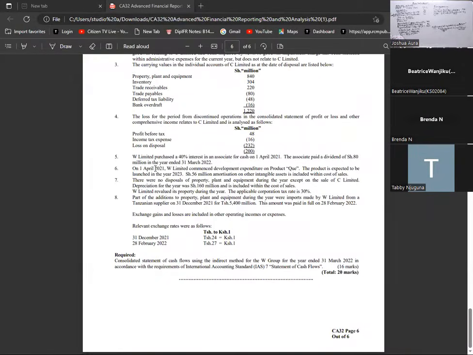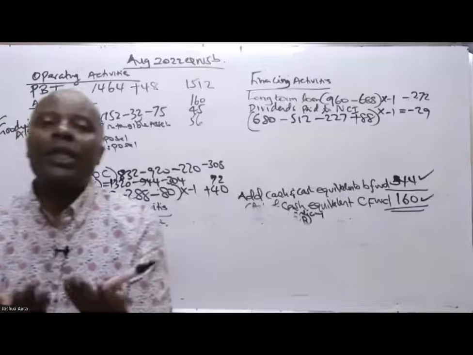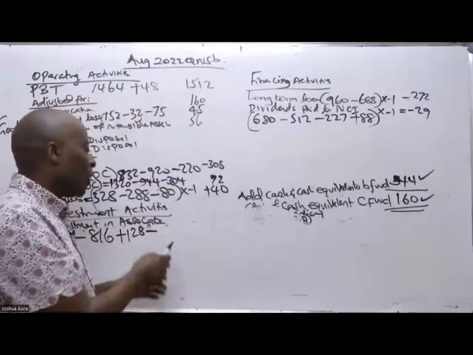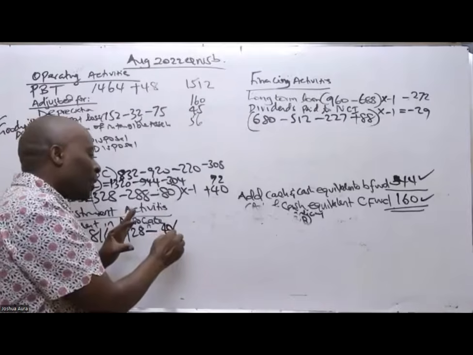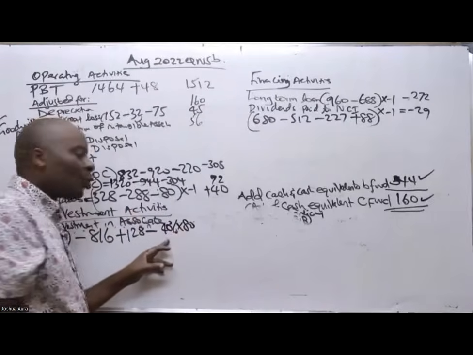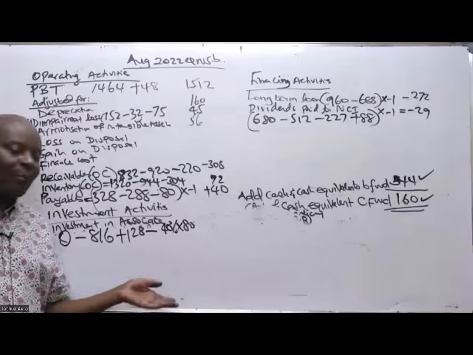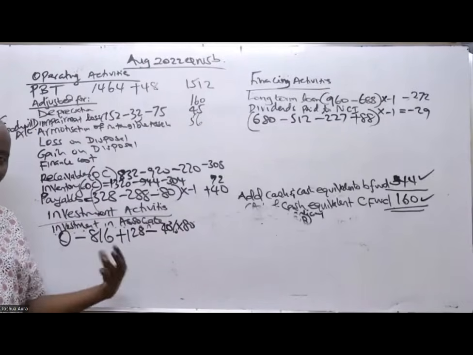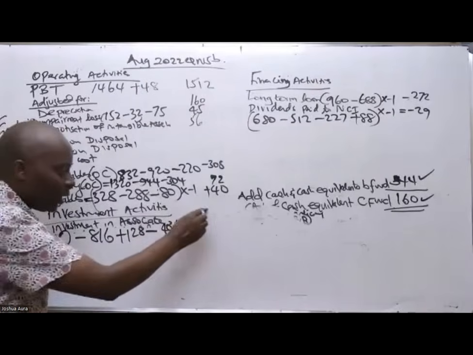Is there anybody who is able to see that note very fast? Here, W Limited purchased a 40% interest in an associate. The associate paid a dividend of 8 million. Now, here so many students forget that the associate is not theirs fully. This associate, you only own 40%. So in this case, you can only account for the dividends paid by the associate up to 40%. Remember, investment in associate is an asset, so you don't multiply with -1 to change the sign. So could you kindly give me this figure?